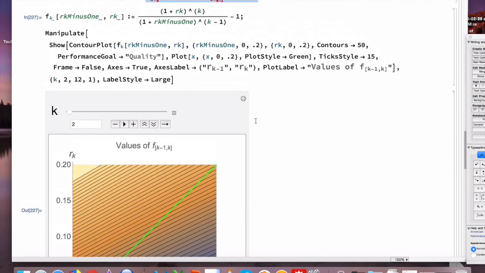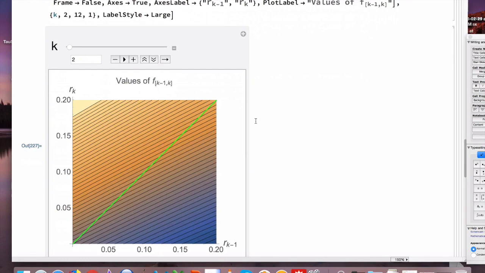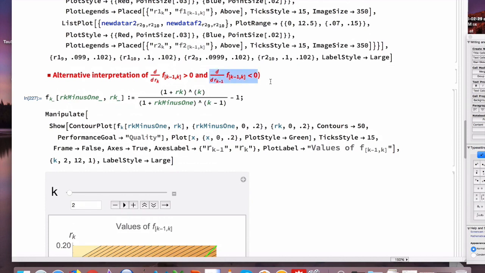Well, that can be visualized by imagining either moving to the right or upward in this diagram. If I start at a certain point, let's say I start here where r sub k minus 1 is, if you go straight down, about 0.10, and r sub k, if you go straight to the left, is about 0.13. You can see the value of the forward rate there is about 16.5%. If I move to the right, if r sub k minus 1 increases while r sub k stays constant, the values of the function go down. That's reflective of the fact that this derivative here is negative. r sub k minus 1 is increasing, the value of the function is going down, so that derivative is negative.